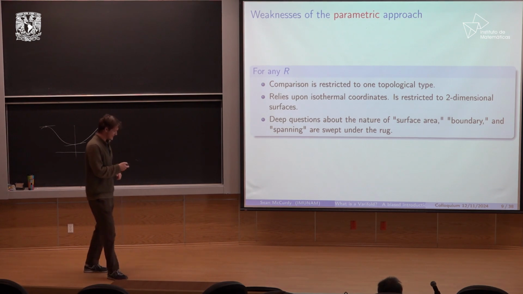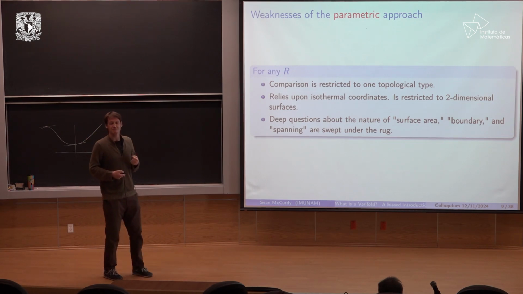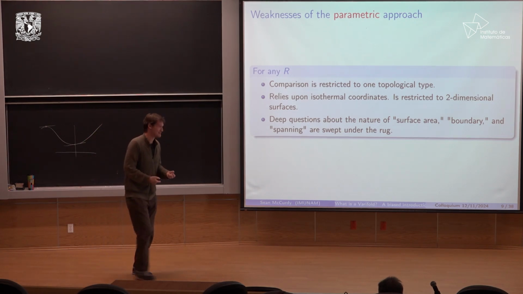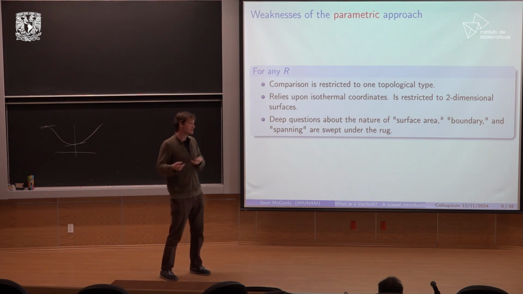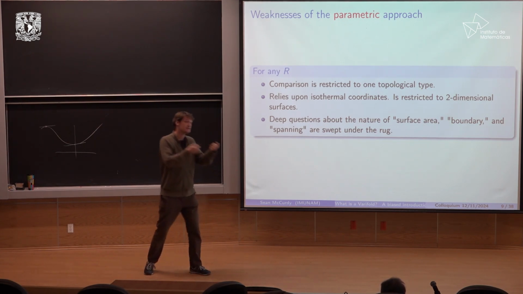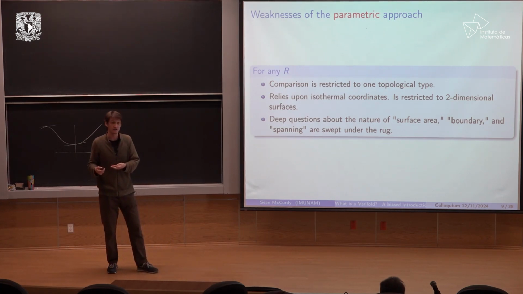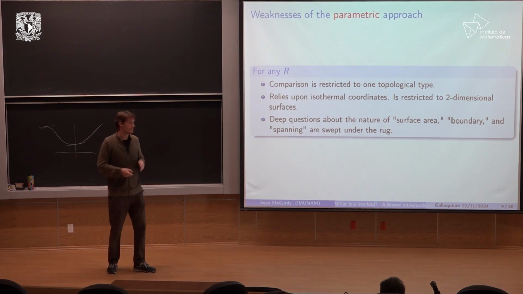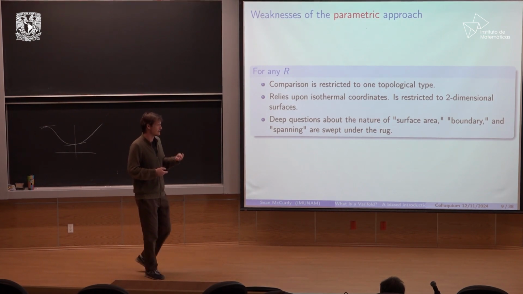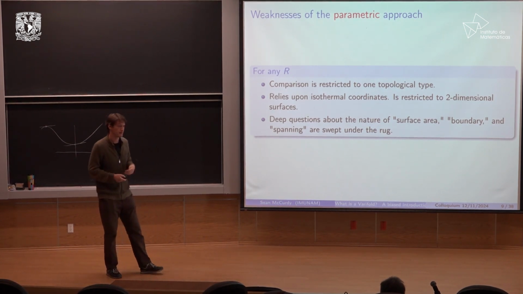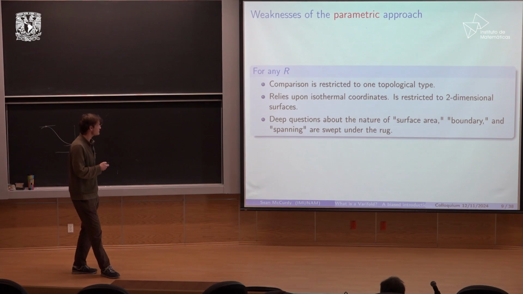And I know that I said that the naturalness of the definition of surface area and boundary and spanning were strengths, but they're also weaknesses because they really hide very deep questions about what it means to be the boundary, what does it mean to be surface area, what does it mean to be spanning, that we're sort of hiding as you go to higher dimensions. Right? So these are some problems.